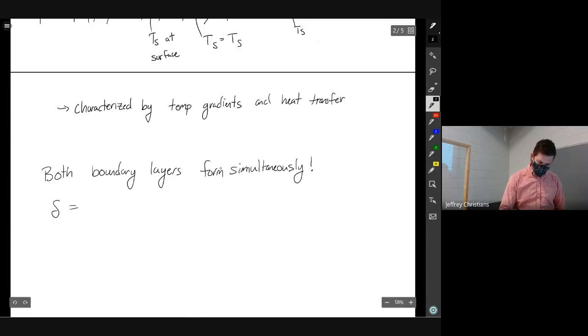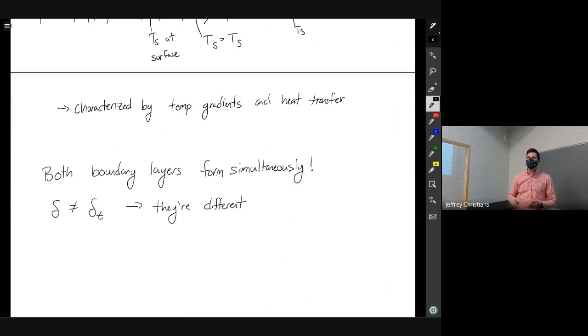delta is not necessarily equal to delta T. So, right, the boundary layers are different. And they're different because different mechanisms are creating them. For the temperature boundary layer, heat transfer and temperature differences are the things creating that thermal boundary layer. For the velocity boundary layer, momentum and diffusion of momentum, viscosity, velocity gradients, those are the things creating that boundary layer. So the challenge of convection is that you have both of these things happening at once.